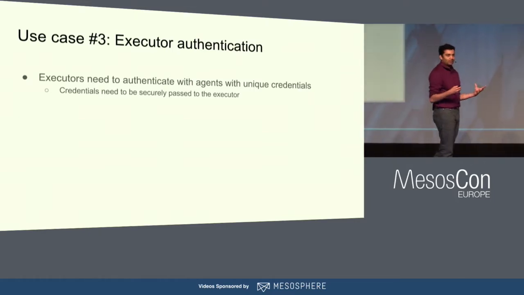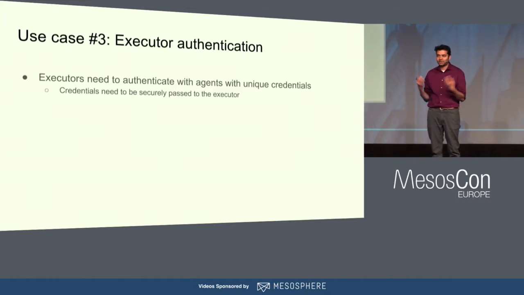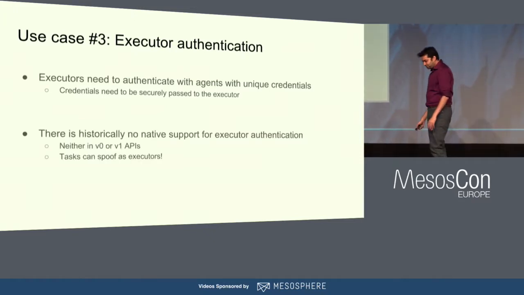But if we want to allow executor authentication, we don't want to have this loophole where anyone can claim to be an executor. We want to be able to pass some kind of one-time credentials to an executor when we launch it, and then it should be able to register with the agent with those credentials, and then we authenticate it. So we want to support this case as well using whatever mechanism we come up with for secrets.